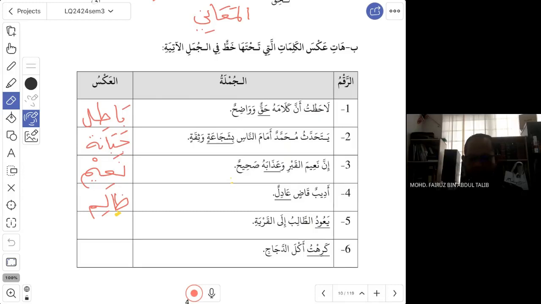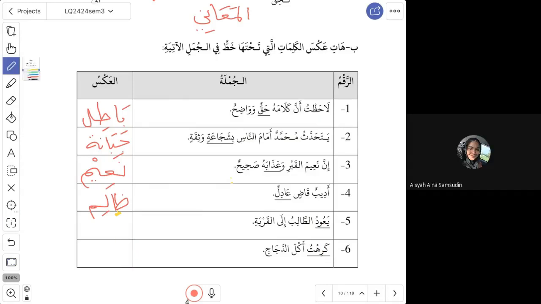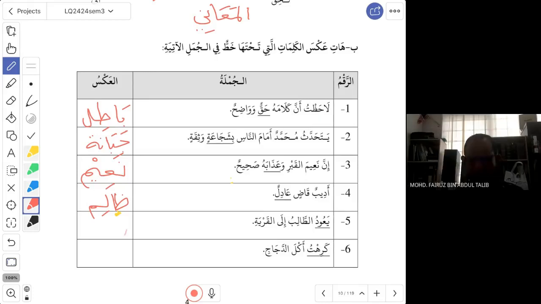But now here they use fi'l mudari, so we need to use fi'l mudari as well. Yes, yazhabu. Correct. If they use fi'l mudari, we use the same pattern, the same verb form. So yazhabu. Ya'udu, yazhabu. Yazhabu talib ila al-qaryah.